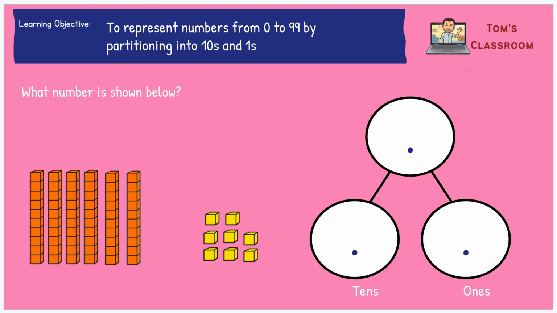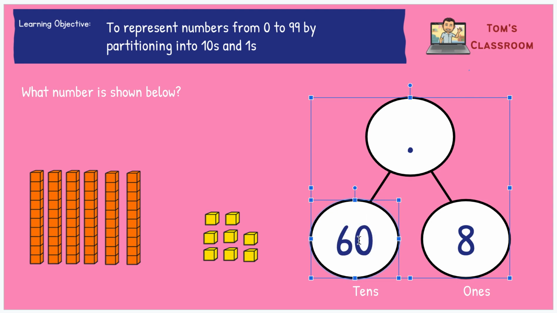So hopefully you've done that and you're ready to check. Let's do our ones. 1, 2, 3, 4, 5, 6, 7, 8. We've got 8 ones. And how many tens? We've got 1, 2, 3. I don't need to do that. I can count in tens, can't I? It saves me time. So 10, 20, 30, 40, 50, 60. So we've got 60 here and 8 here. Let's regroup them together, and that makes the number 68.